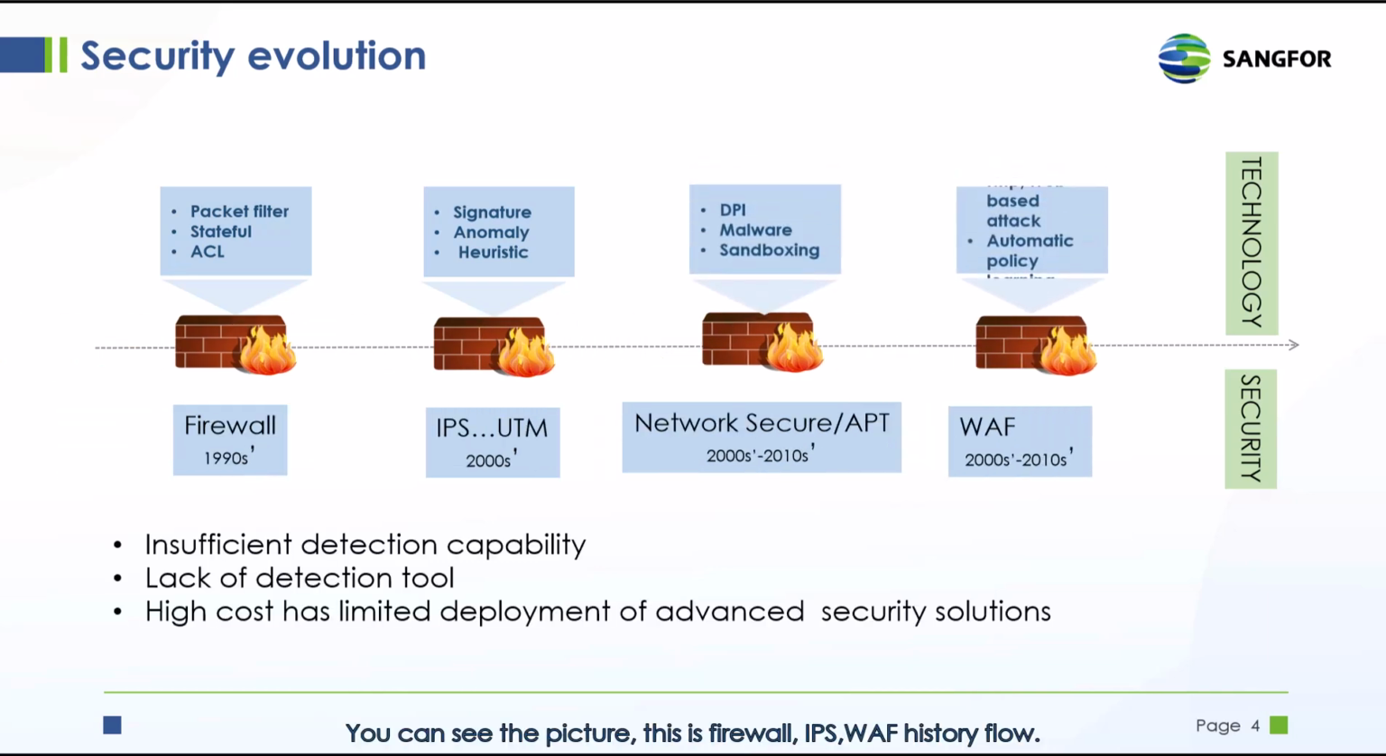You can see the picture. This is firewall, IPS, WAF history flow. And you will find many companies don't have a good choice to defend attacks. Also, good security systems are expensive. So we need a security system that is strong and also not too costly.